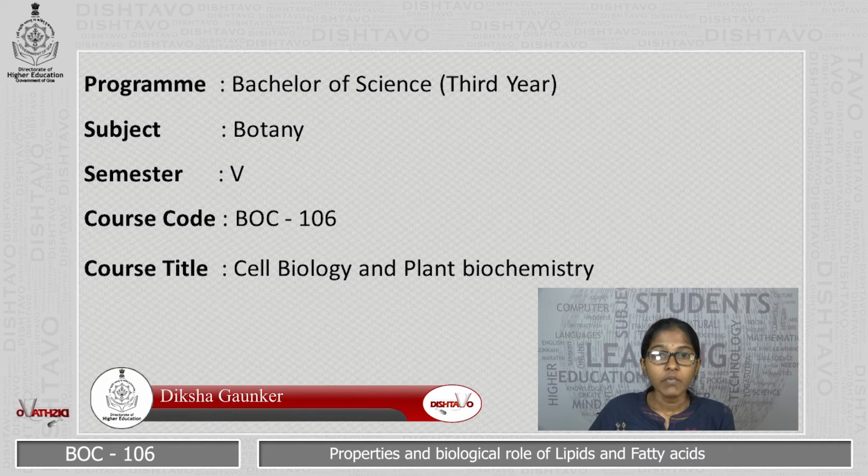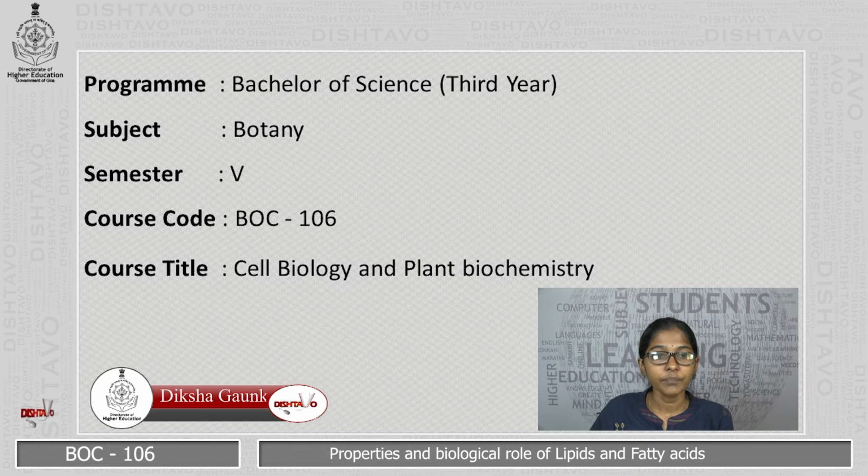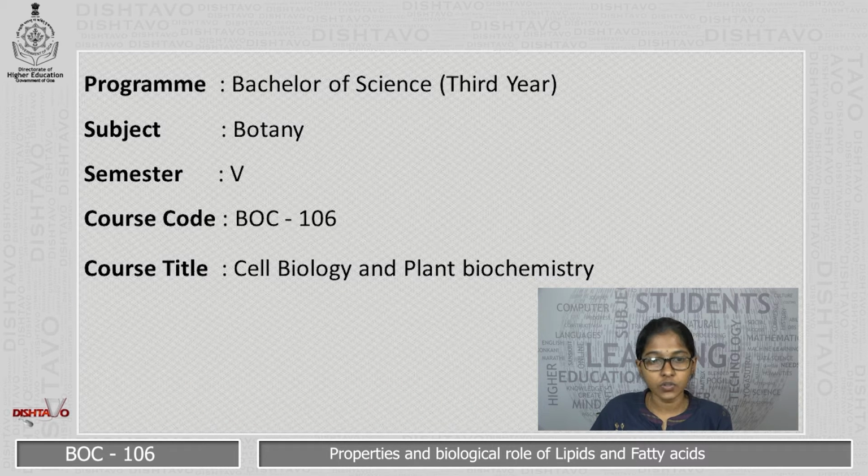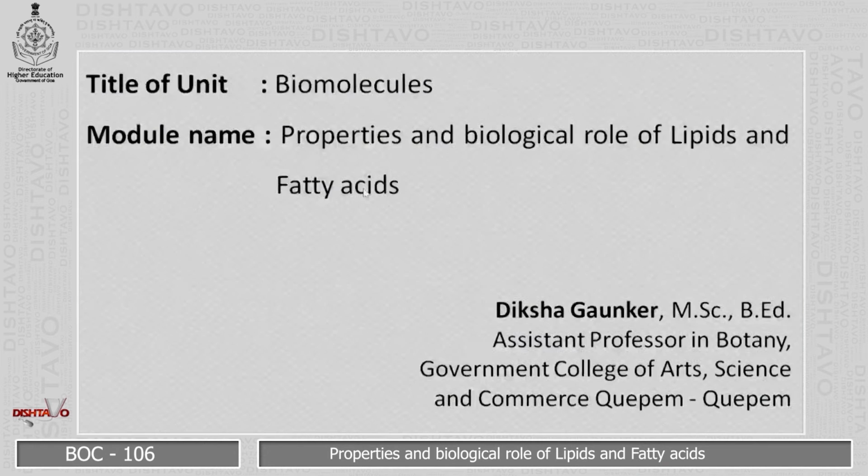Coming to the program: Bachelor of Science, 3rd year, Subject: Botany, Semester 5, Course Code BOC 106, Course Title: Cell Biology and Plant Biochemistry. Title of the unit: Biomolecules. Module name: Properties and Biological Role of Lipids and Fatty Acids.